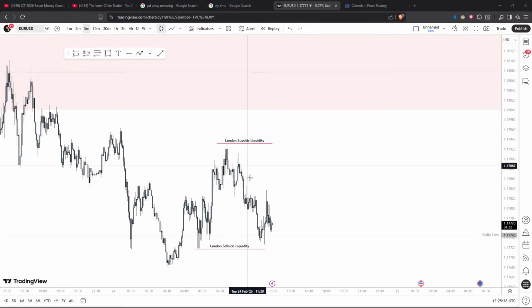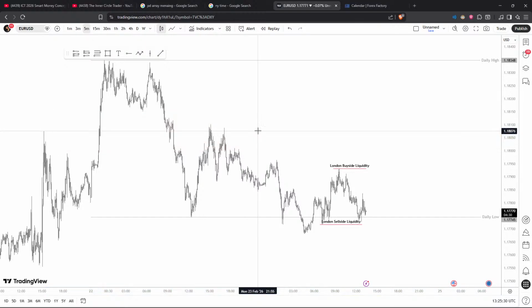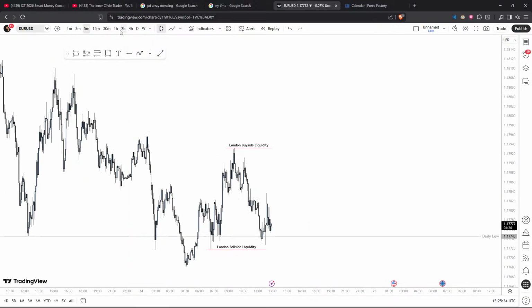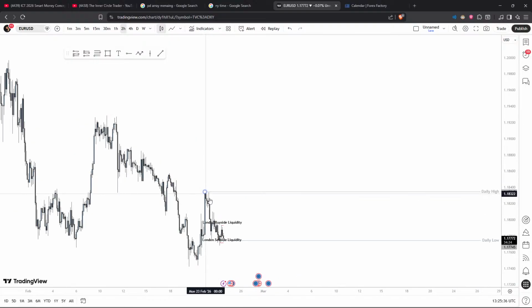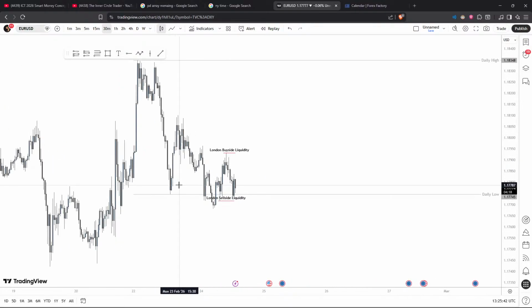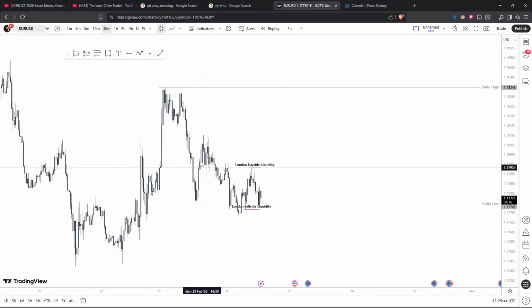So this is the first thing, right? We're going to mark off the London sell side and London buy side liquidity. We still want to have external liquidity, but for now, we're just going to go for yesterday's low and yesterday's high. We could also use Monday.